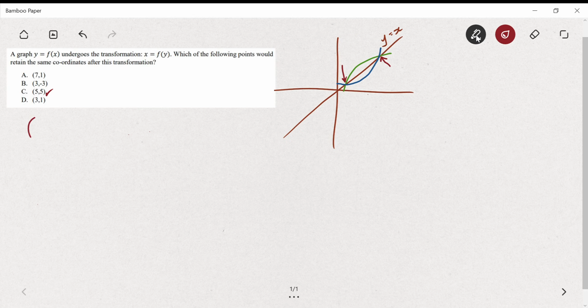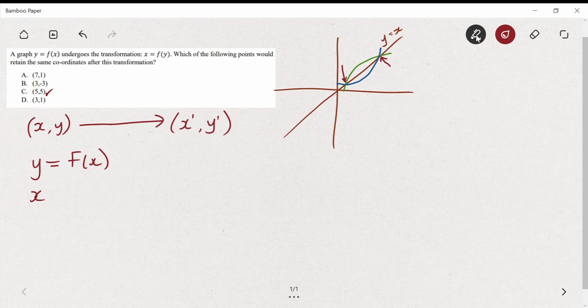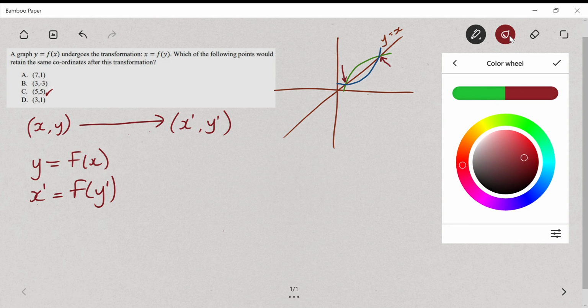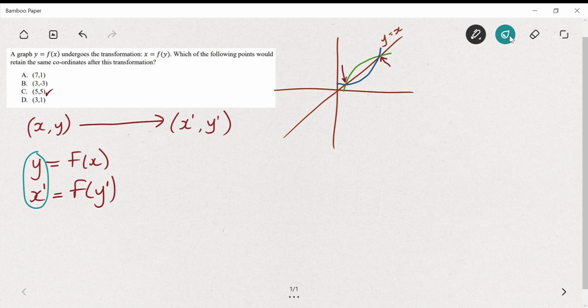Like we know that normally you take some point and you transform it to the point x prime, y prime. Now they've told us that y is equal to f of x, and then they've said the transformed function will have x prime equal to f of y prime. So I can see there by equating those things together, by taking that, I can see that y is equal to x prime, and by taking that there, I can see that x is equal to y prime.